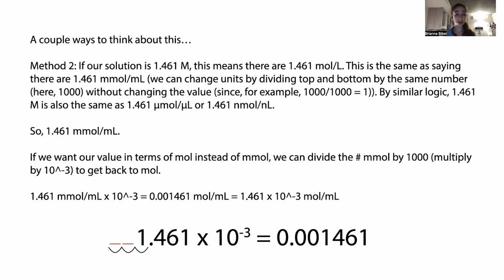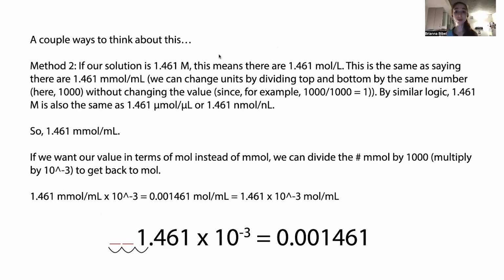Another way to think about this is that we know the molarity is 1.461 moles per liter. Now this is the same thing as saying 1.461 millimoles per milliliter. Why? Because we can change the units by dividing the top and the bottom by the same number. Here, 1,000. So we're dividing the moles by 1,000 and the liters by 1,000. So 1,000 over 1,000 is 1. This is the whole idea of dimensional analysis: we can multiply or divide things by 1 without changing the actual thing. So we can change the units.